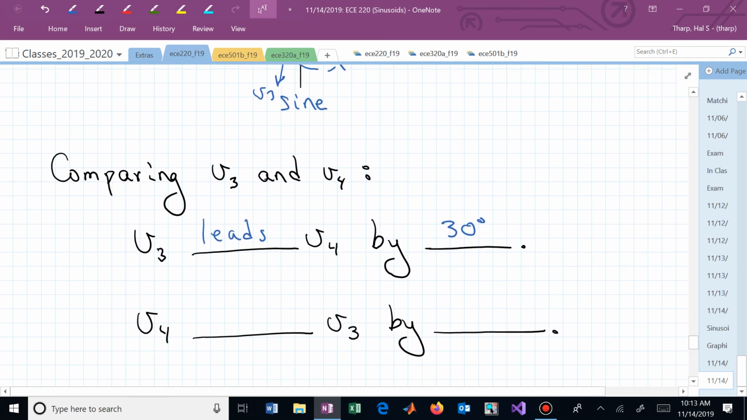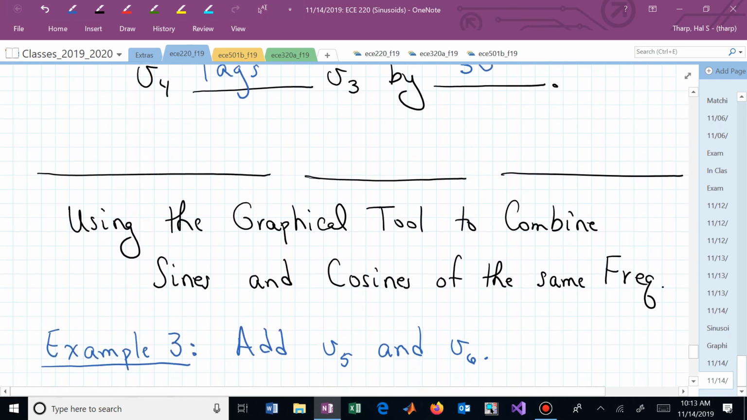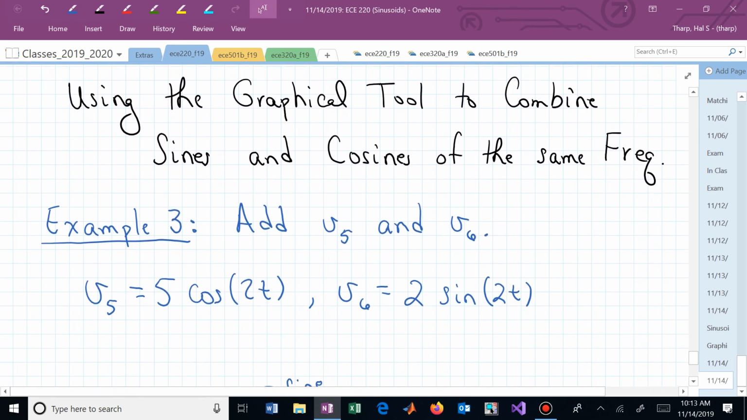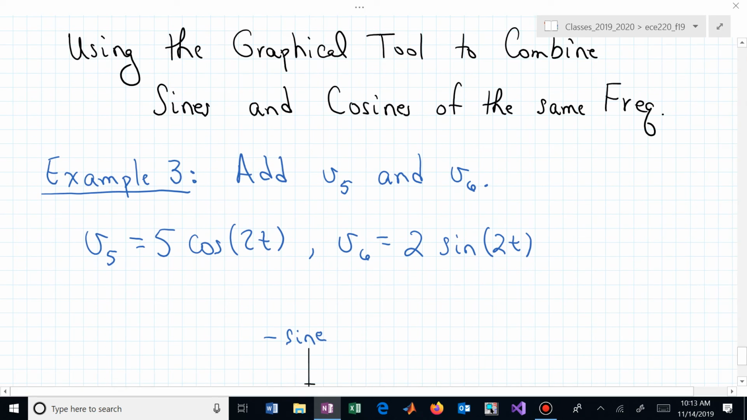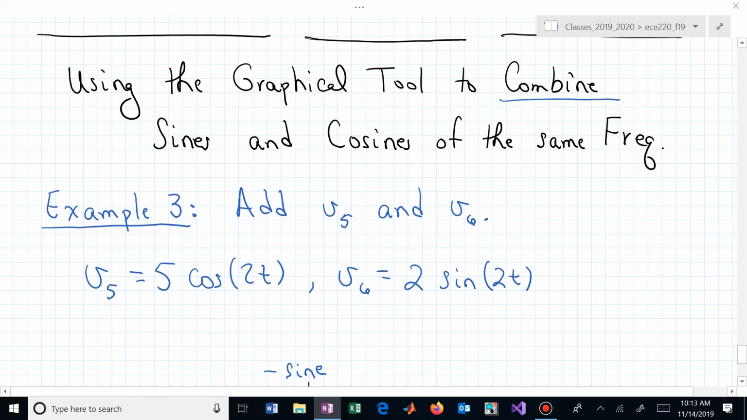Or you could say V sub 4 is behind or lags V sub 3 by the same amount. Those are equivalent statements. Just one is using lead and one is using lag. That's how you compare sines and cosines. Let's now see how to use this graphical tool to combine sines and cosines of the same frequency.